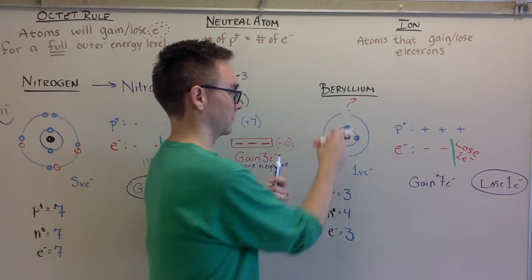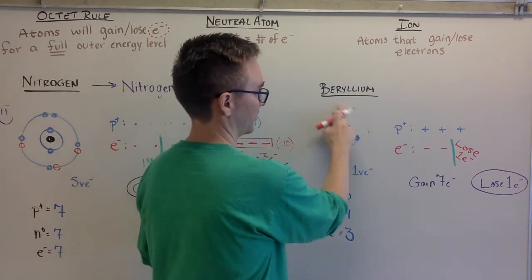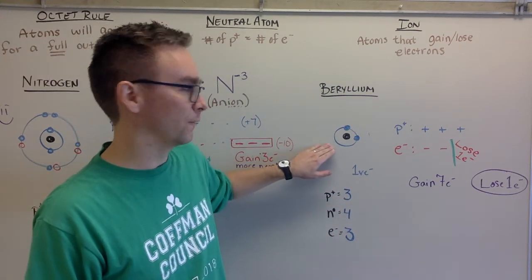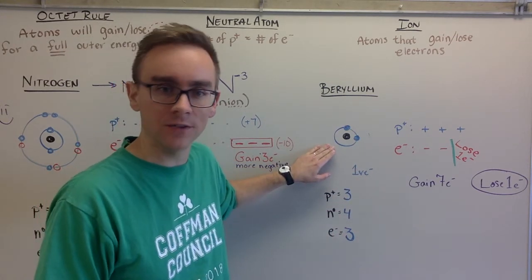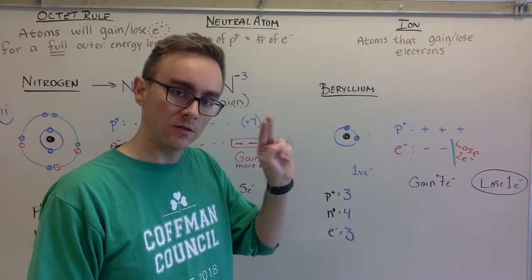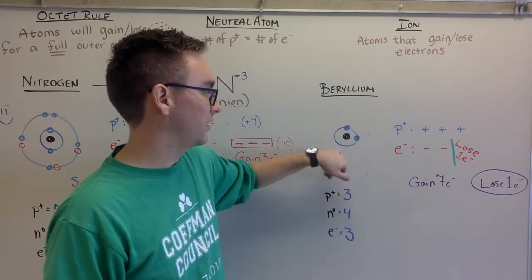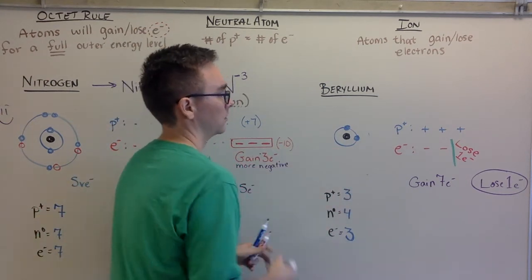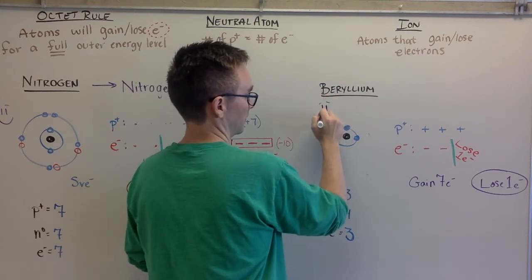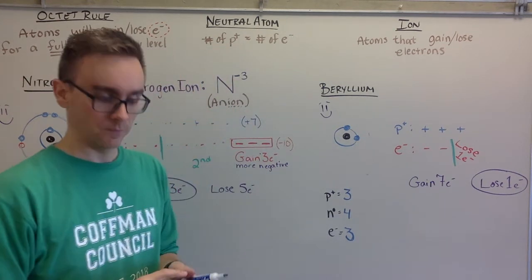There's nothing else in here. So we really got rid of that. What we did is we got rid of that energy level. And now we're down to its first energy level. And how many can fit in that first energy level? 2. How many are in there? 2. All right, which means that full energy level is full. Right now, beryllium is happy. But now let's look at the charge.